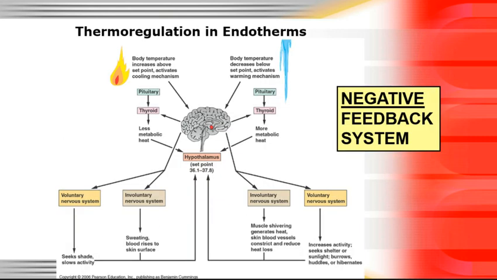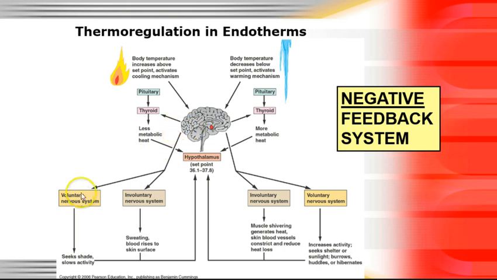Okay, so let's talk about thermoregulation in endotherms. First of all, your body temperature is going to increase above a set point. That is going to activate your cooling mechanism. Your brain is going to talk to your thyroid, and your hypothalamus is also going to be involved in this. So basically, your brain here is going to process less metabolic heat. Of course, if your body temperature decreases, it's going to be more metabolic heat. But we're going to start over here.